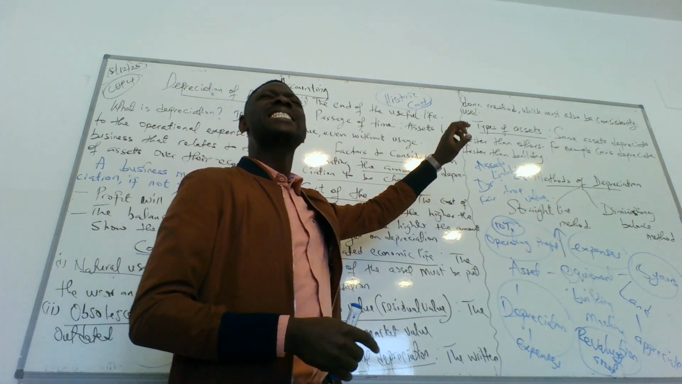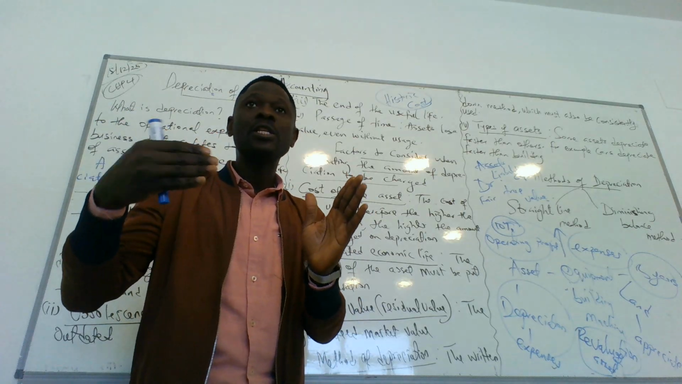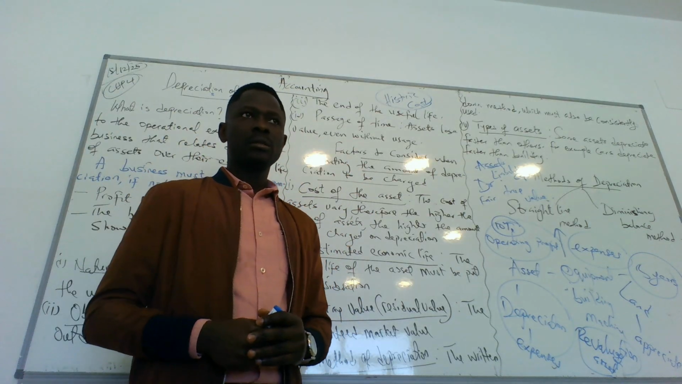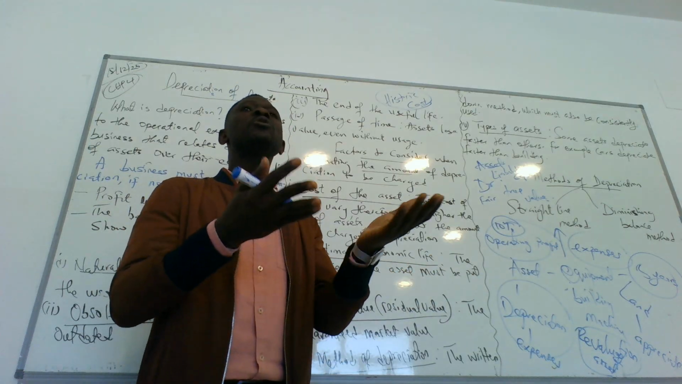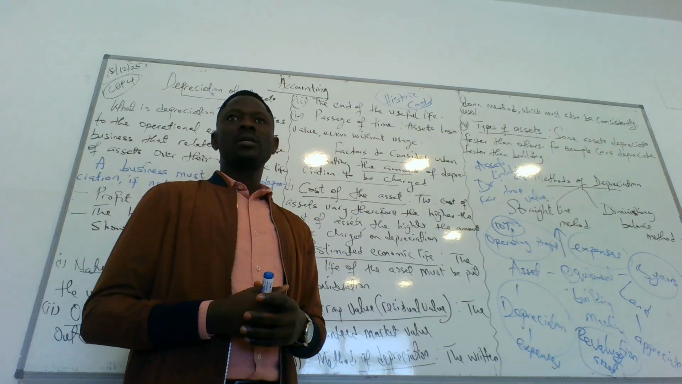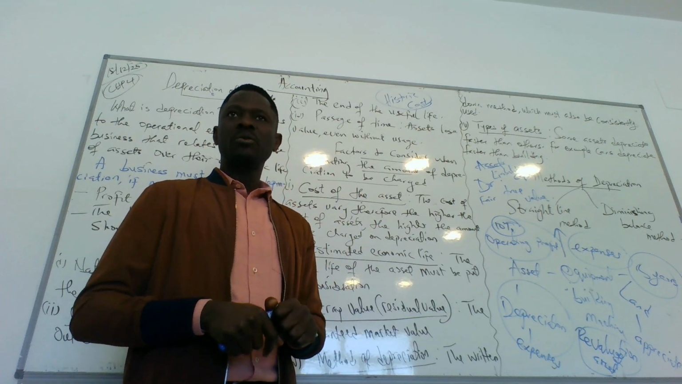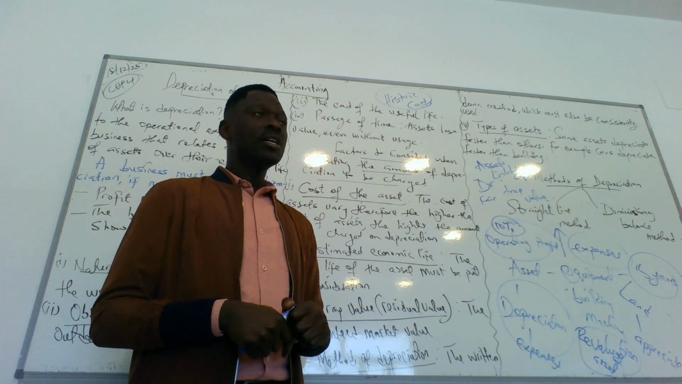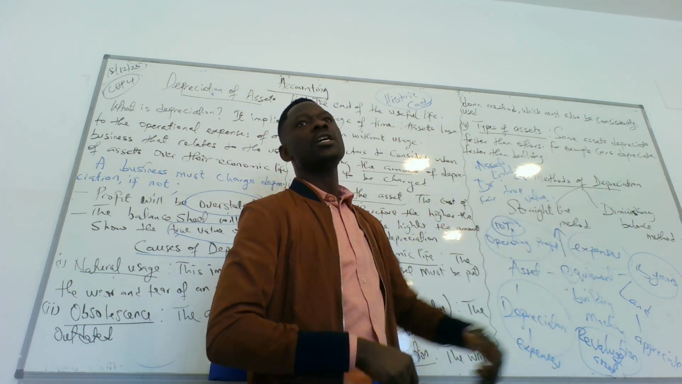And the last one is the type of assets. Some assets get depreciated quicker than others. Just take an example of a car and a building. Which one do you think will depreciate quicker? Car. So a car will depreciate quicker than a building. Do you understand? So the type of asset will also determine the amount of depreciation you charge.